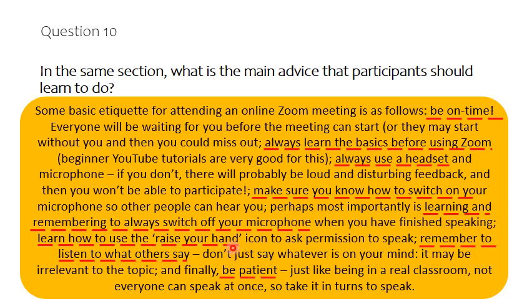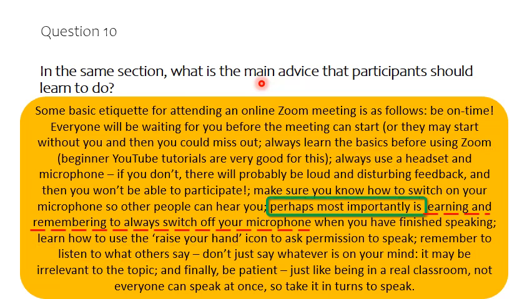But we need to find the main advice. How do we know which one of these is the main advice? Well, we look for clues in the text. Look at this phrase here. Perhaps most importantly is learning and remembering to always switch off your microphone. So we can ignore the other ones because this phrase is telling us that this is the main advice, the most important one.